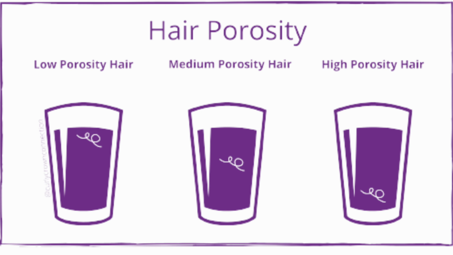Now the results, and what do they mean? Low porosity. If the strand floats at the top of the glass before sinking, then you likely will be low porosity. Normal, if the strand floats somewhere in the middle of the glass, then you're medium or normal. And if the strand quickly sinks to the bottom of the glass, then you're most likely with high porosity.